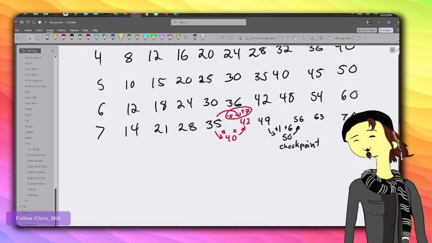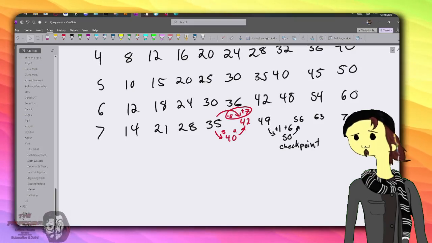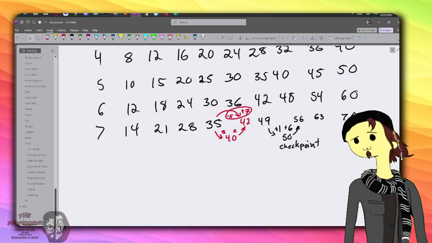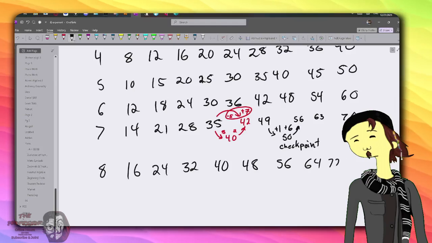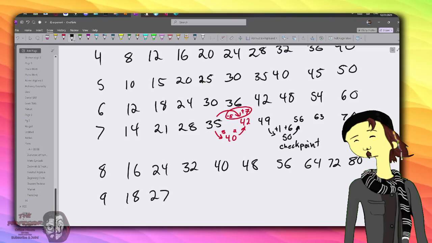Now, this is not just valid for small numbers, it's valid for any set of numbers if you also consider splitting them into tens, ones, and hundreds and smaller portions when you do addition, the mental math that we try to practice. Then we got 18, 16, 24, 32, 40, 48, 56, 64, 72, and 80. And finally, 9, 18, 27, 36, 45.